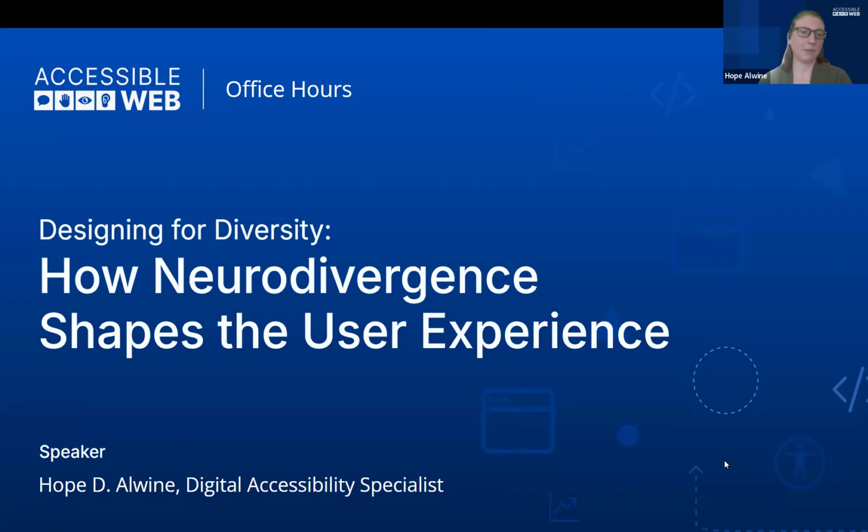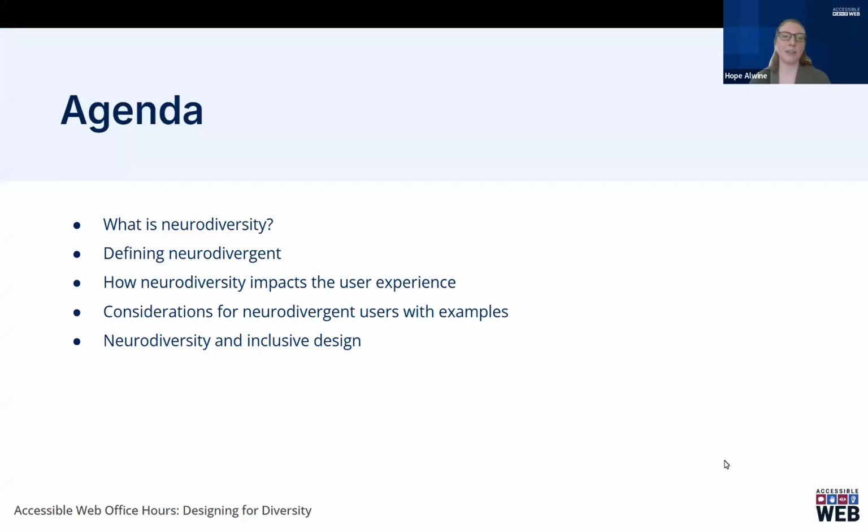My name is Hope Alwine. I will be doing this webinar on designing for diversity, how neurodivergence shapes the user experience. This webinar is kind of a recycled thing from a previous webinar, so some of the slides are very similar, but we are going to be touching more on the user experience side of things instead of the WCAG requirements.